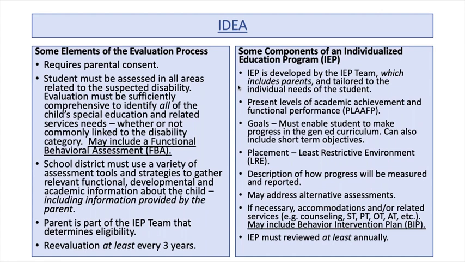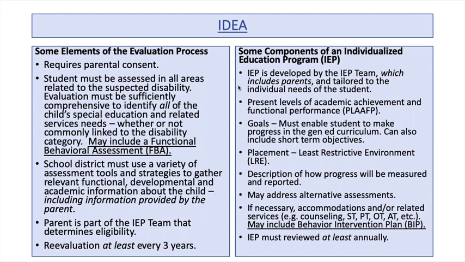So the IEP should include present levels of academic achievement and functional performance, with the fantastic acronym of PLAAFP. If you are looking at an IEP, this information is really important to get a good understanding of where that child is at academically, because moving on to the next bullet point, one of the things that you would want in an IEP are goals that enable that student to make progress in the gen ed curriculum.